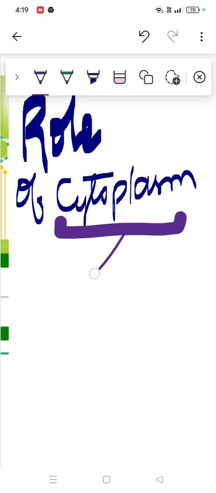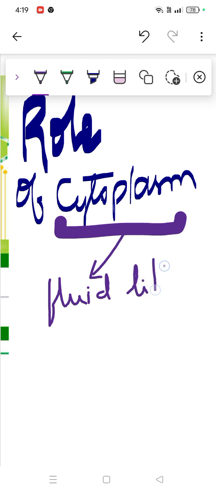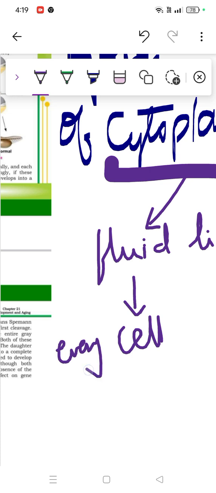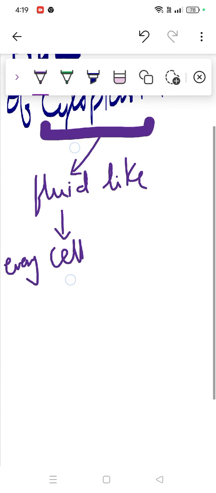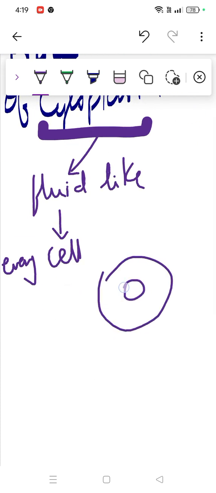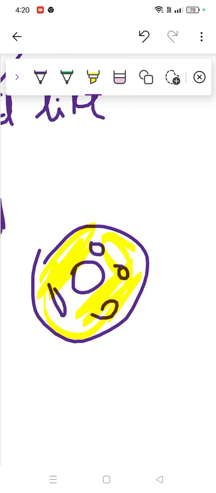So cytoplasm is simply a fluid-like material present in every cell. If this is the structure of a cell, which has a nucleus in the middle, then we'll have mitochondria, vacuole, and other things. Cytoplasm is simply a watery substance which provides them a lot of things, so that they do not get pasted together and can live in the cytoplasm. It's a fluid which helps in so many things.